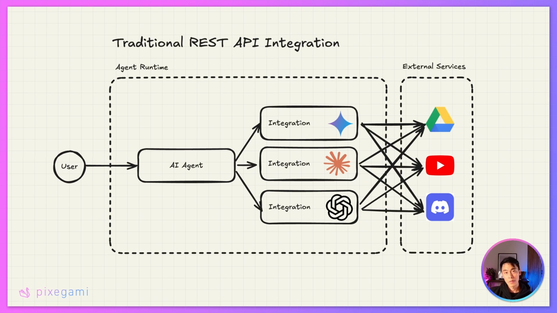For example, if you had 3 different AI platforms you wanted to use and 3 different services, you'd be looking at 9 separate integrations. So you end up writing a lot of custom code for every single API and for each LLM provider. And that code needs to be maintained, updated, and debugged separately for each integration.